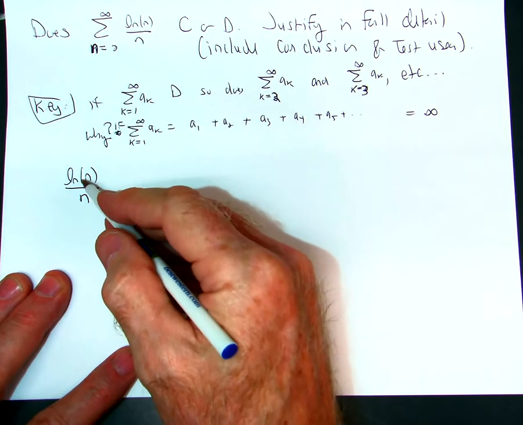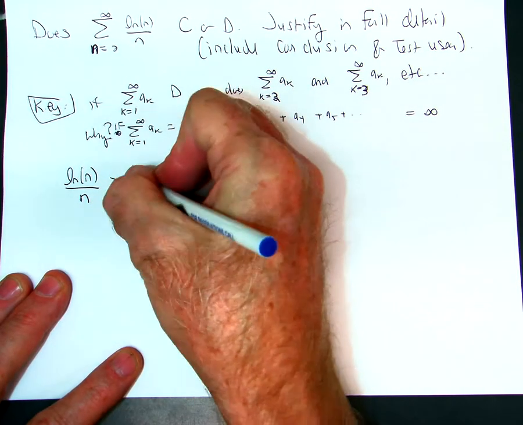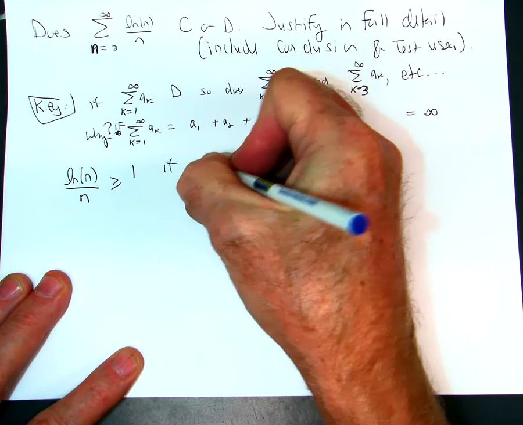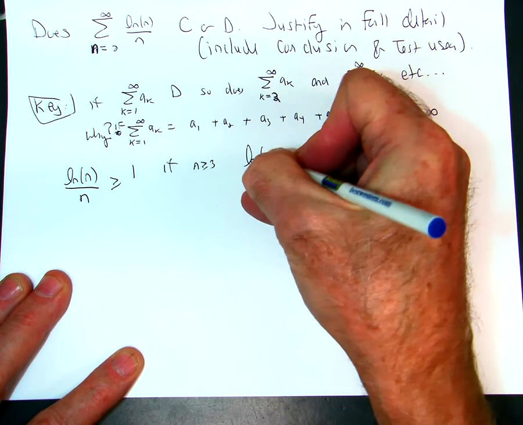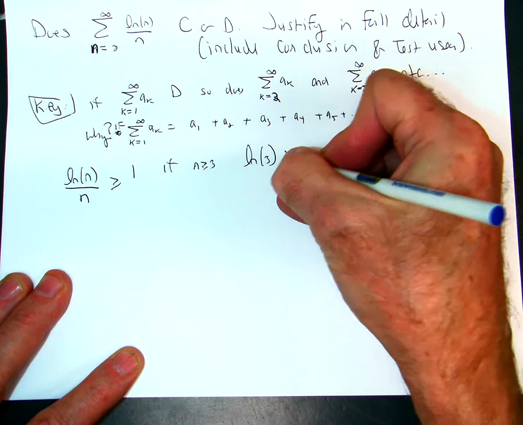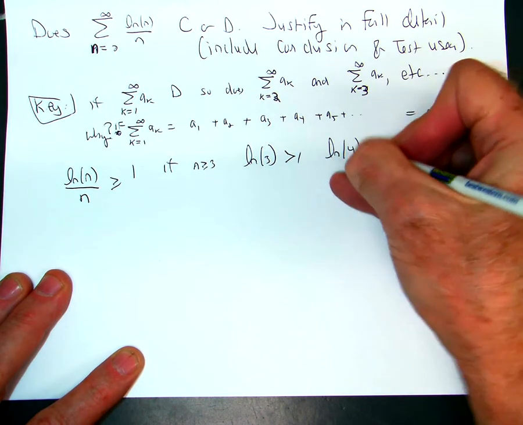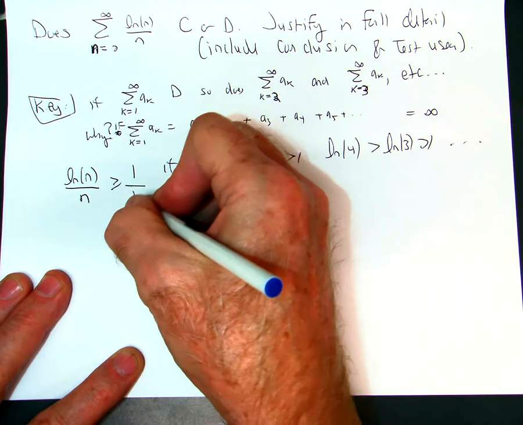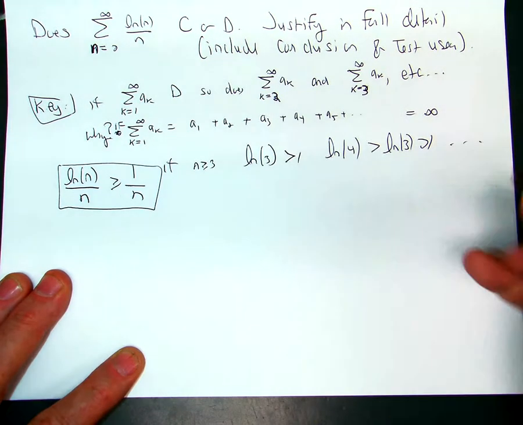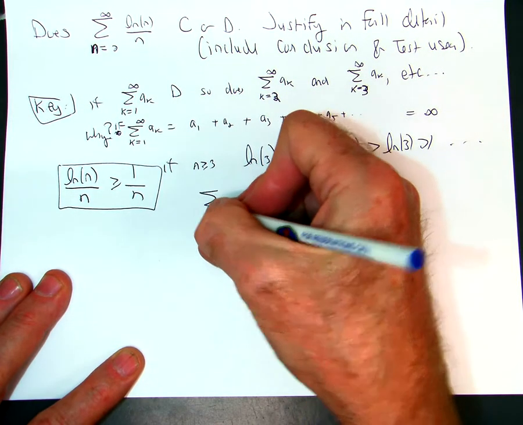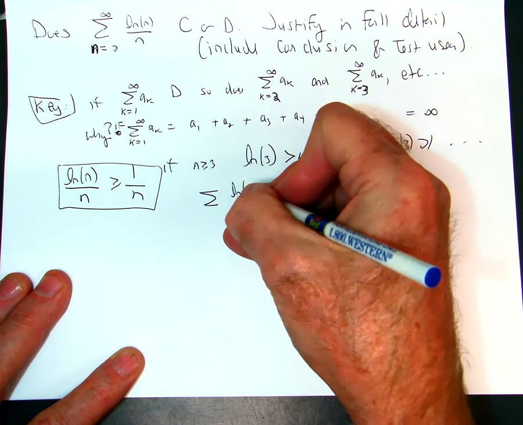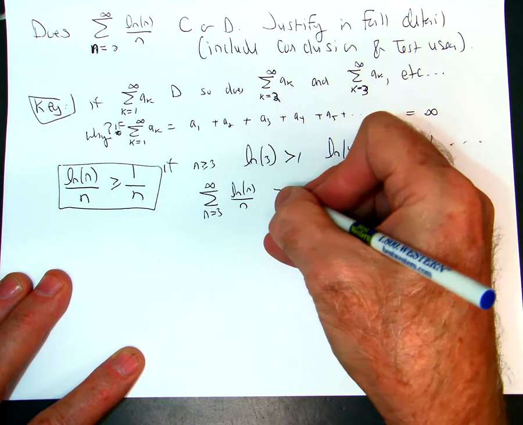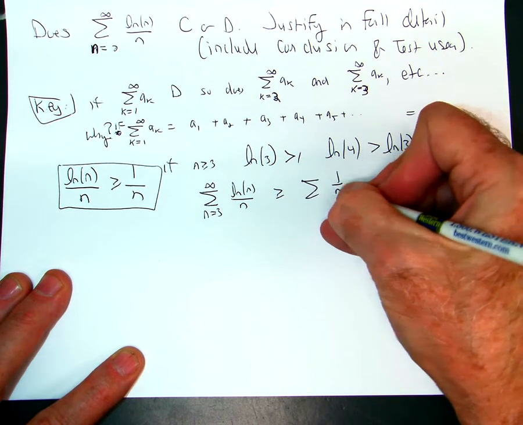Now, natural log n is greater than 1 if n is greater than or equal to 3, and we know that because log 3 is greater than 1, and log 4 is greater than log 3, which is greater than 1, and so forth. So that's the key. What this means is that this series, starting at 3, is greater than this series, starting at 3.